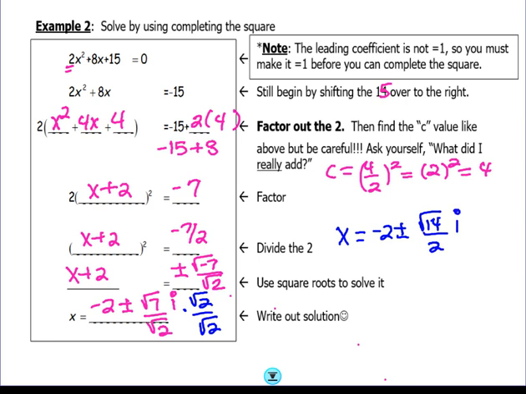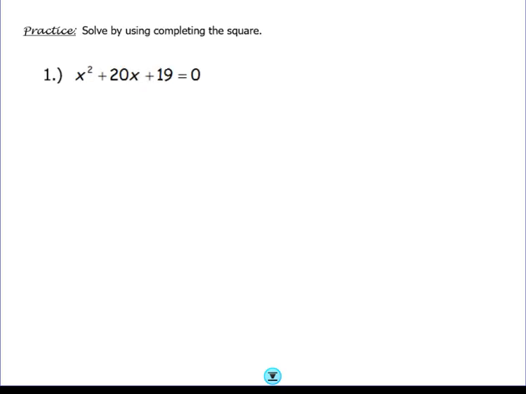So if you were to graph this, this would not touch the x-axis. That lets you know that you have an imaginary solution. But be careful, if the lead coefficient is some number other than 1, you're going to have to factor that out. Alright, we're just going to practice using this process. It's all about learning the process.